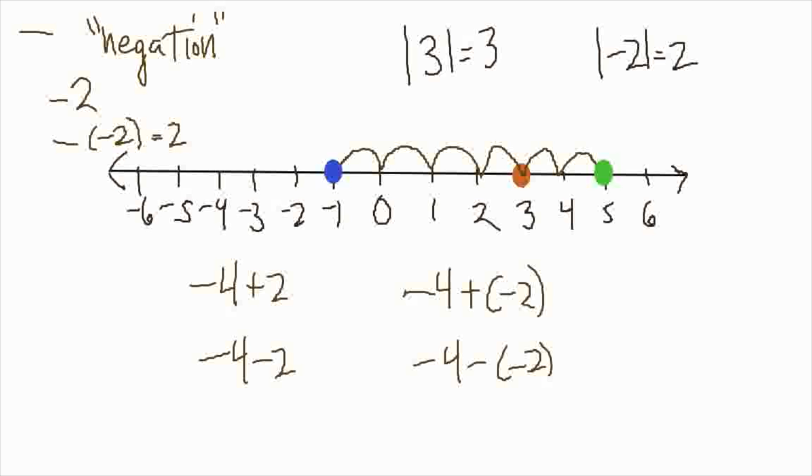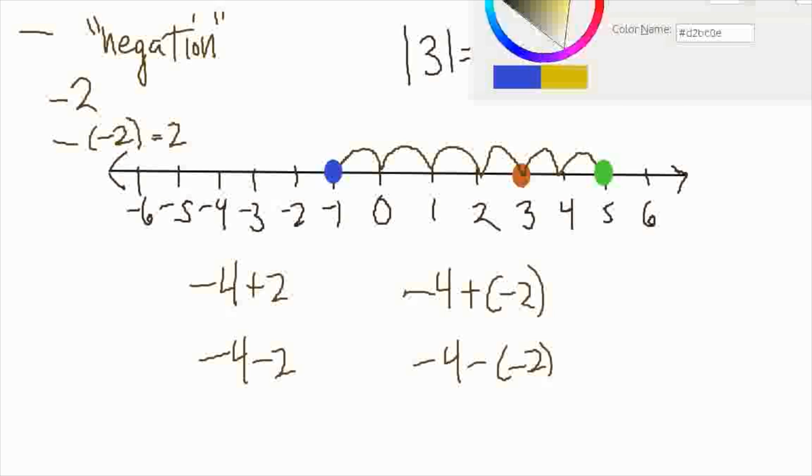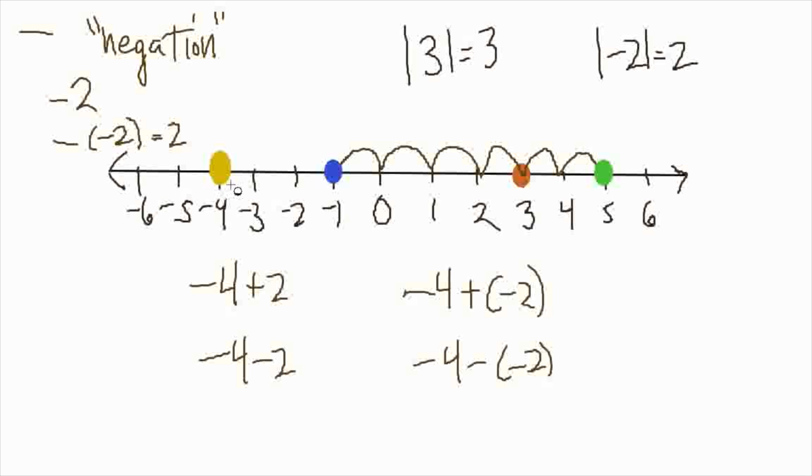All right, so I will work these out now. For each one, the first number is a minus 4. So I am going to put a yellow dot at the minus 4, and then I'm simply going to hop in whatever direction I need to. For the first one, minus 4 plus 2, I take 2 hops to the right, and I end up at the minus 2, so that's the answer to that one. On the one below that, I take 2 hops to the left, and I end up at the minus 6, so that's the answer to that one.